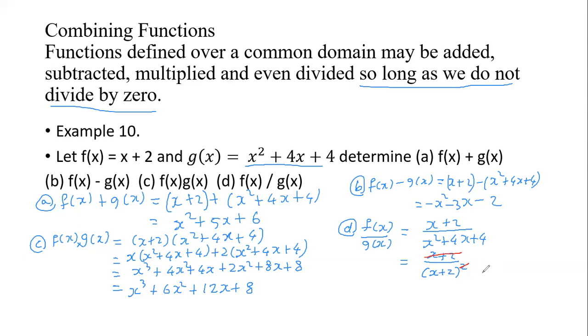We have two x plus 2's in the denominator. If it is not clear to you, you may write the same thing as x plus 2 divided by x plus 2 times x plus 2, right? Then one of these cancels out with one of these. There you have to write x not equal to negative 2.